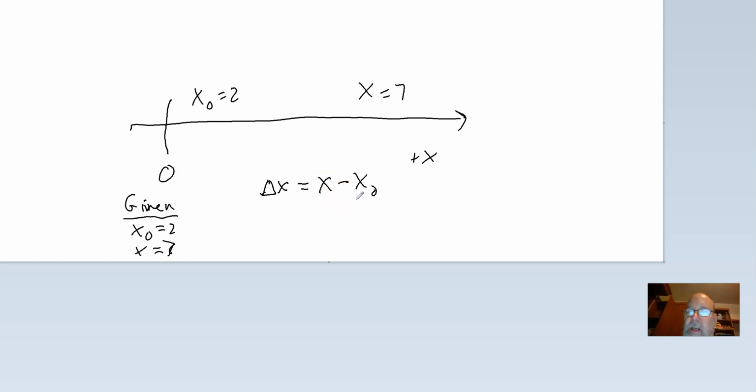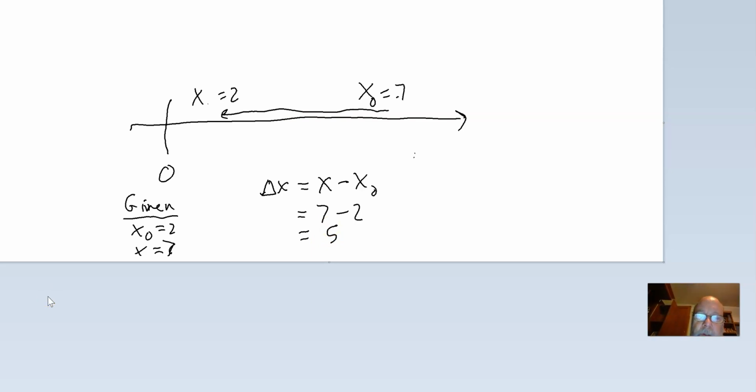Now, you can all see just by looking at this that the change of position is 5 units, right? But you've got to demonstrate that to me by writing it out. So delta x equals x minus x0, and this equals 7 minus 2, and that's going to equal 5. Okay, so my change of position in the x direction was 5 units. I went from 2 to 7. I increased the distance from the origin by 5 units.